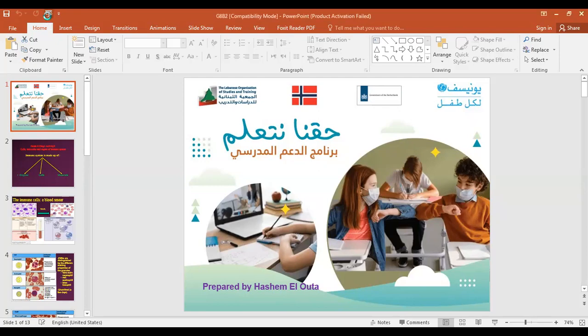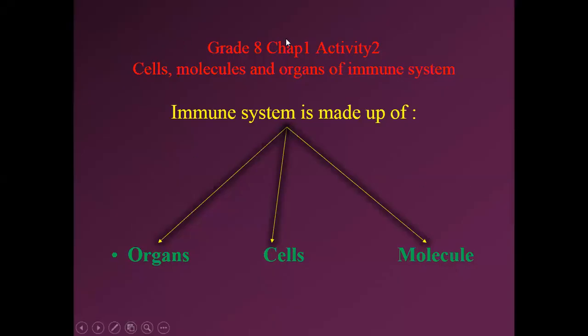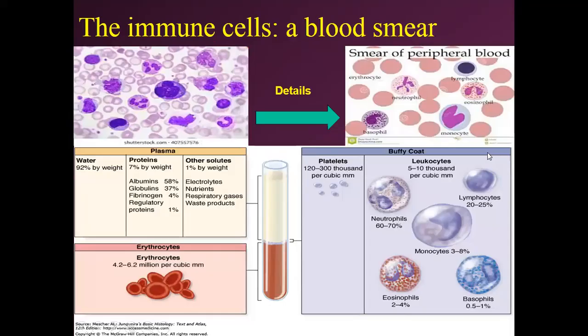Today we are going to learn about activity 2 of chapter 1 of grade 8: the cells, molecules, and organs of the immune system. The immune system is made up of these three elements, which ensure the defense against the invaders. At first, look at the cells. How to obtain the cells?